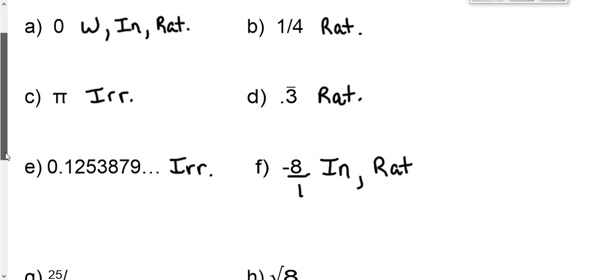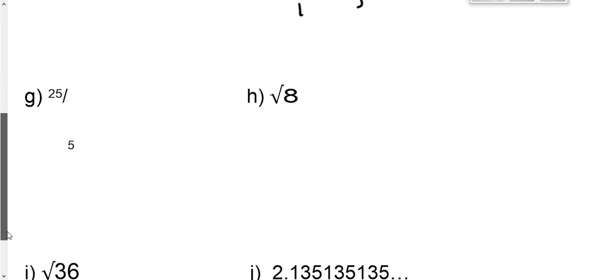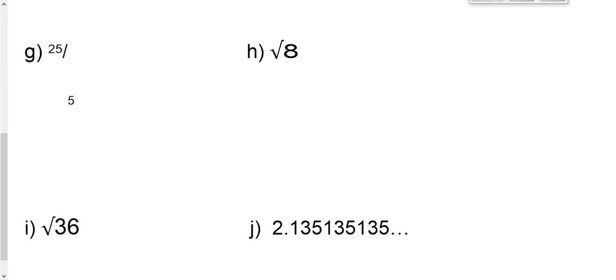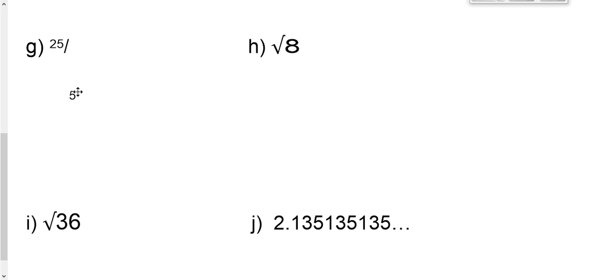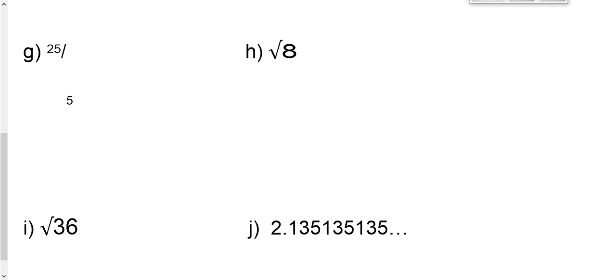Okay, let's try the next one. All right, this one's a little messed up. Let me see if I can fix this. No, okay. So this is supposed to be 25 over 5. So 25 over 5. What kind of number is that? Would it be a natural number? Well, what is 25 over 5? That would be 5, right? So it would be a natural number.